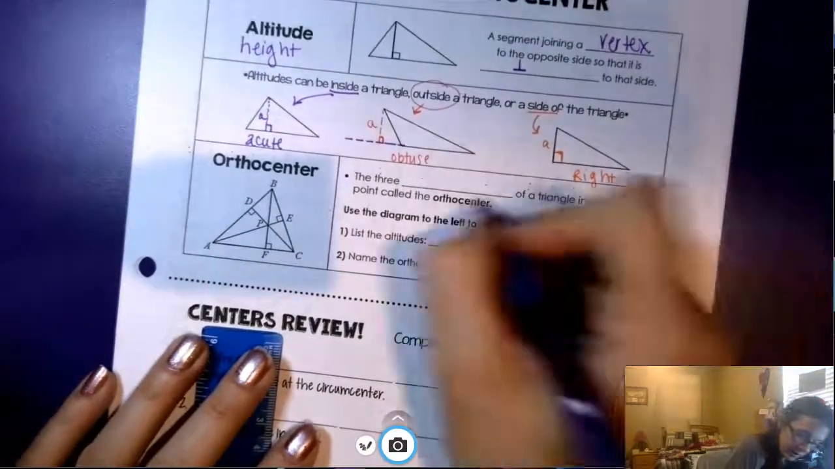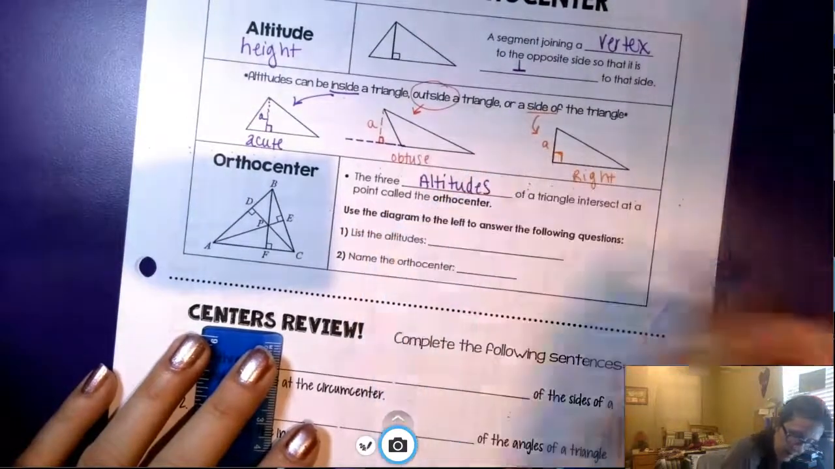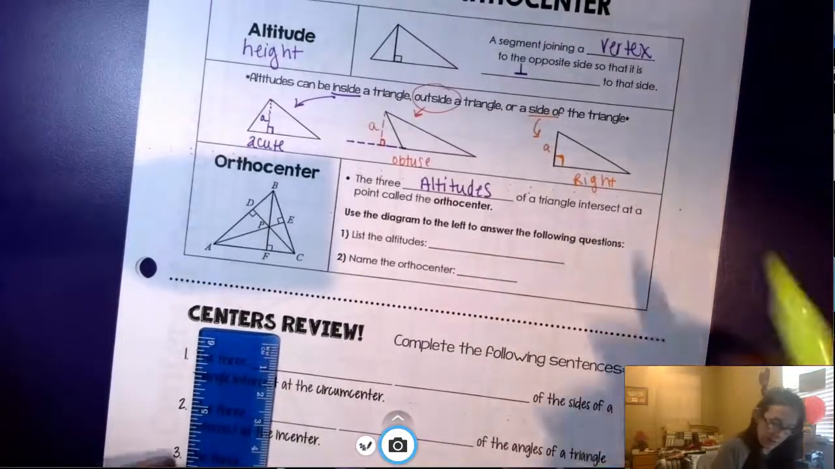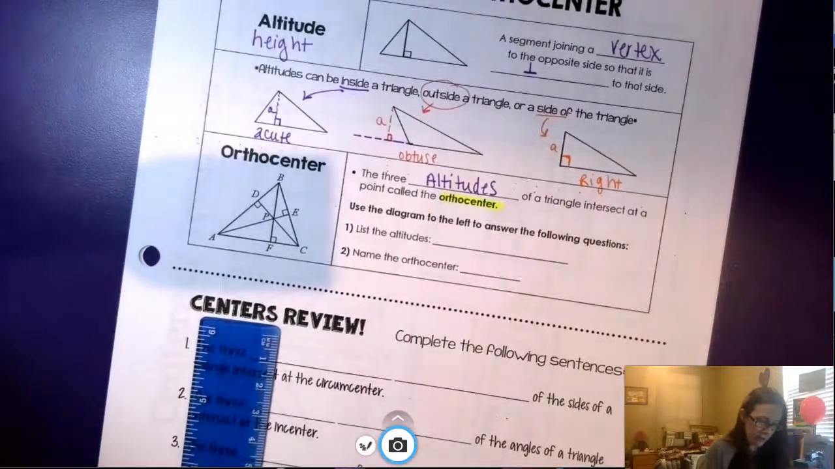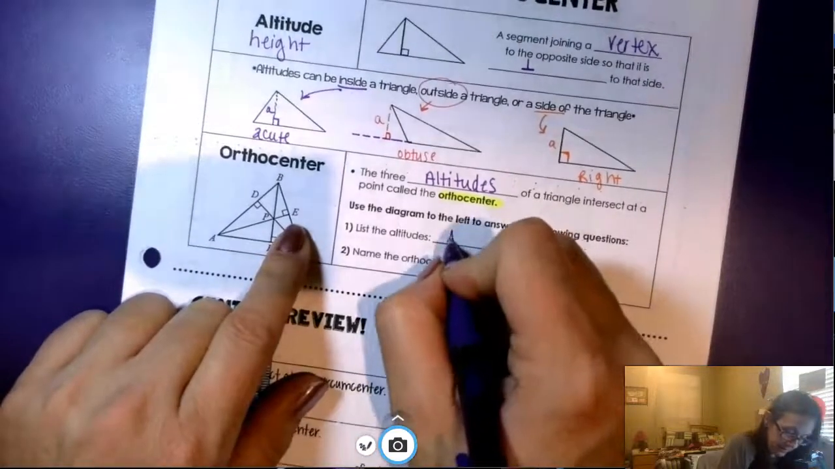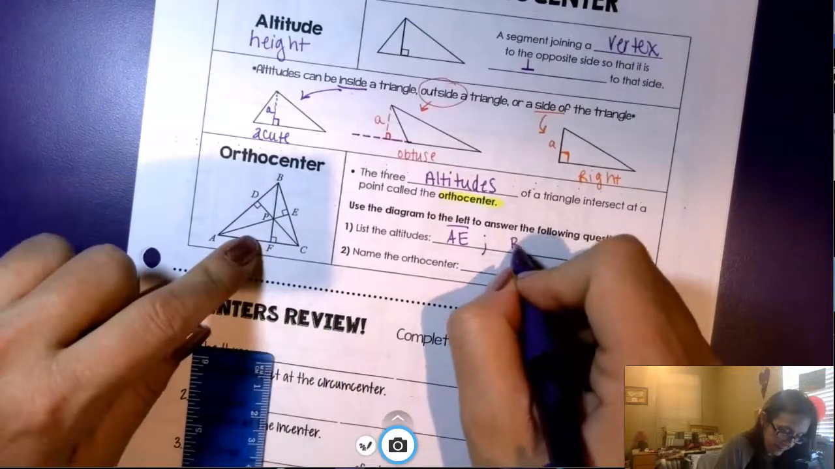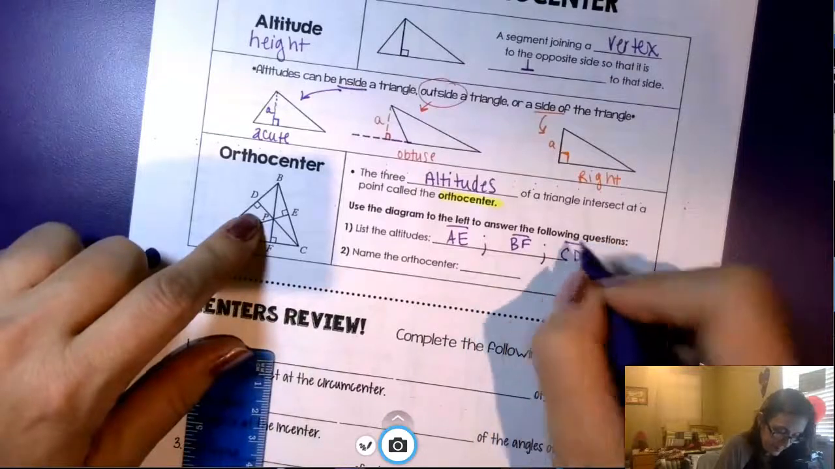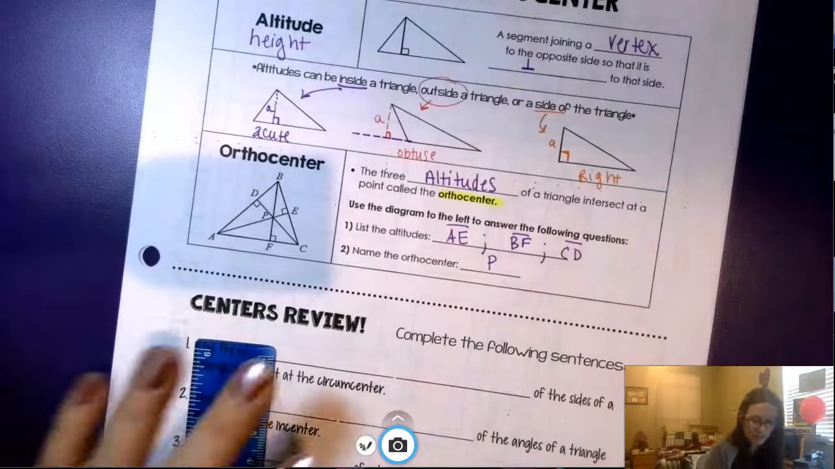The three altitudes intersect to create a point of concurrency called the orthocenter. Now when I use this diagram, list the altitudes. The altitudes would be AE, BF, and CD. Now the orthocenter here is P, and this one doesn't really have any special features.